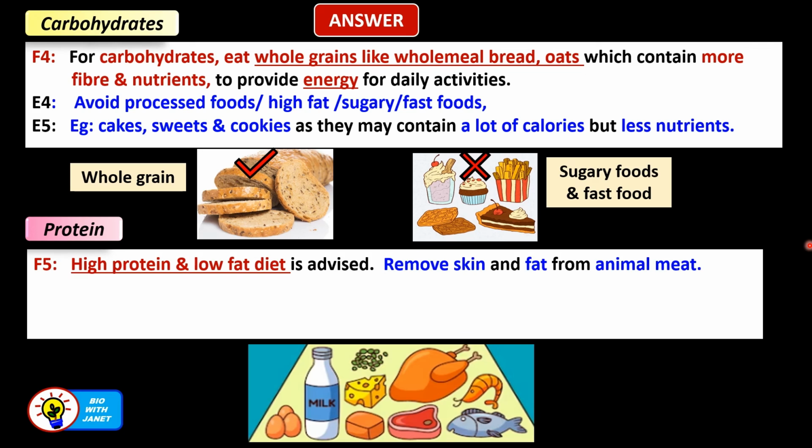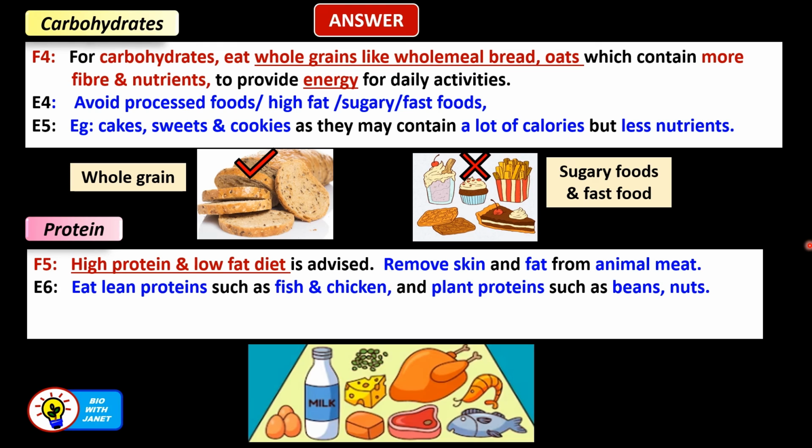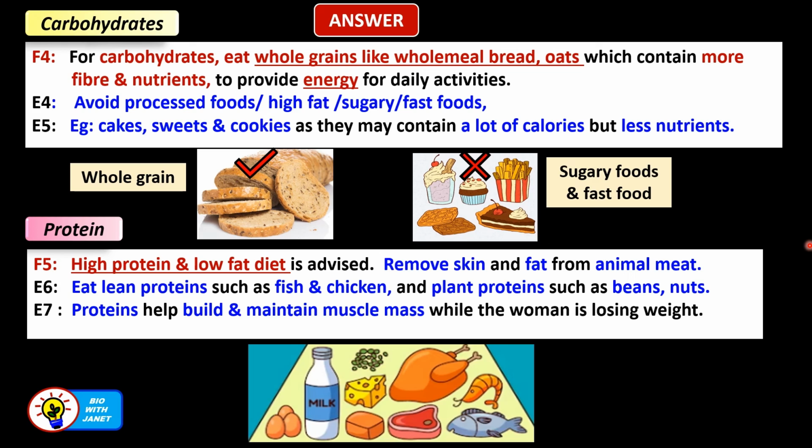For proteins, a high protein and low fat diet is advised. And always remove the skin and fat from the animal meat before cooking or eating. So the woman is advised to eat lean proteins such as fish and chicken, and plant proteins such as beans and nuts. So should not get those animal meats that have a lot of protein but also a lot of fat.